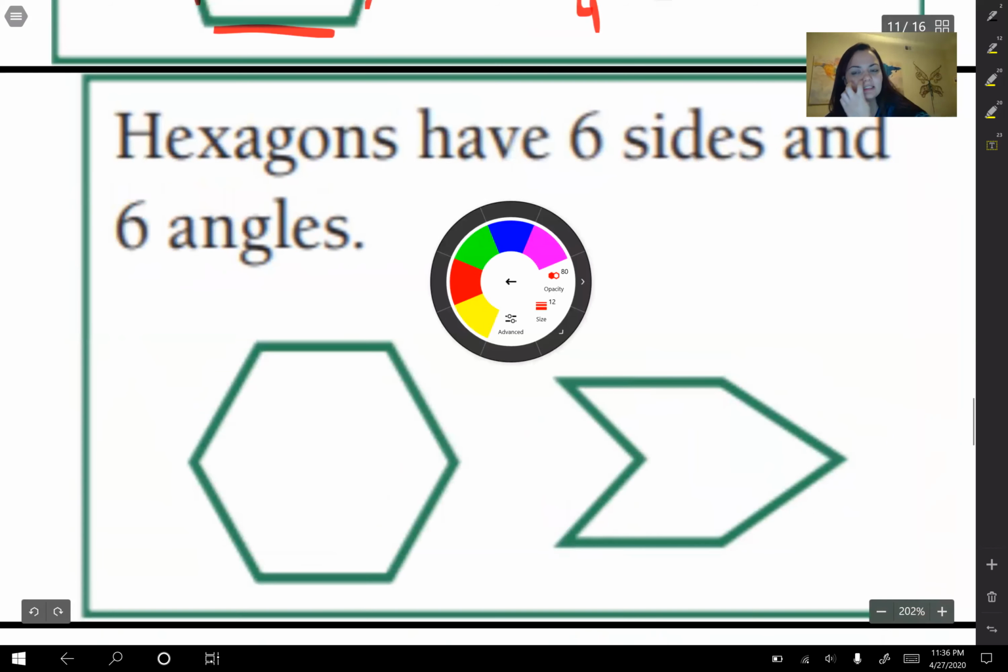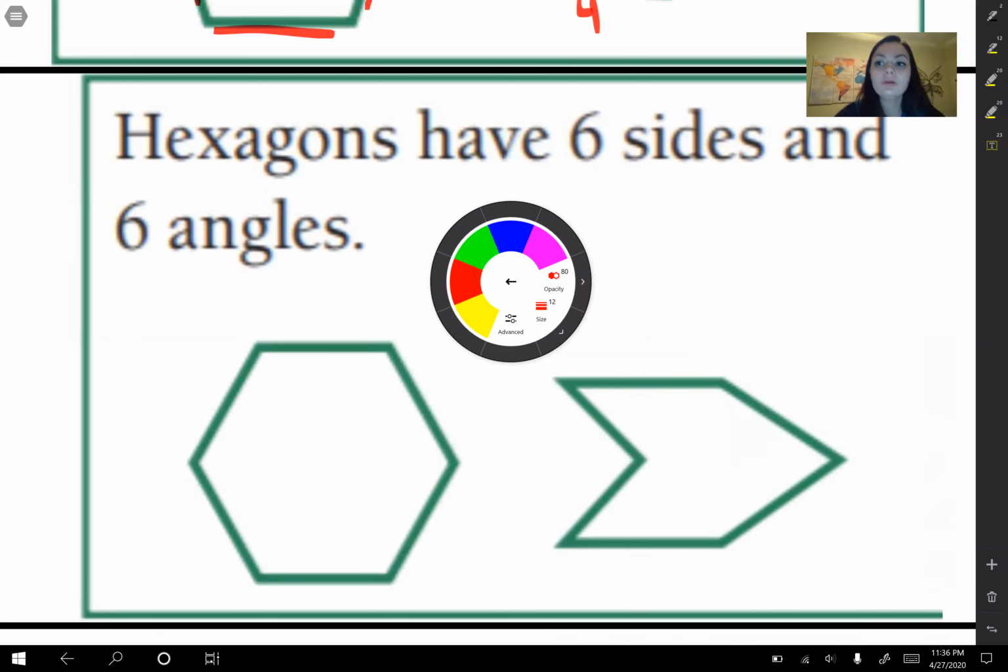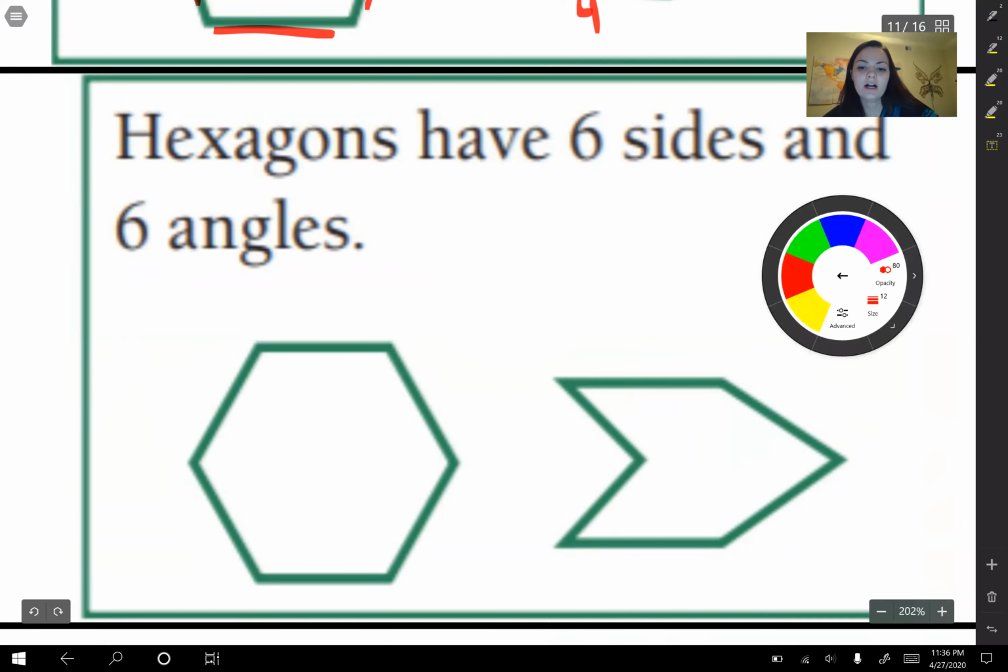Hexagons, 6 sides and 6 angles. They don't look the same, but they both have 6 sides and 6 angles. Actually, I'm gonna have to think about that. This would be the angle there. I'll fact check it later and let you know. But anyway, hexagon, 6 sides, 6 angles.